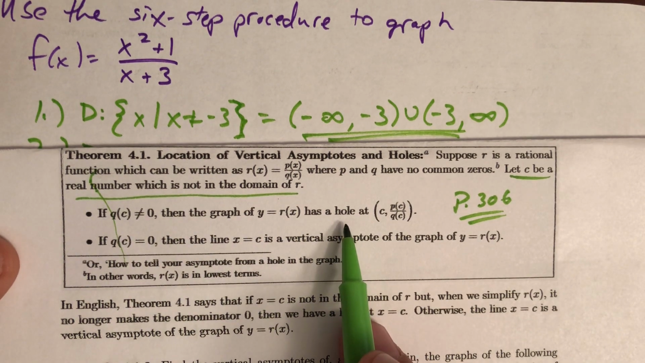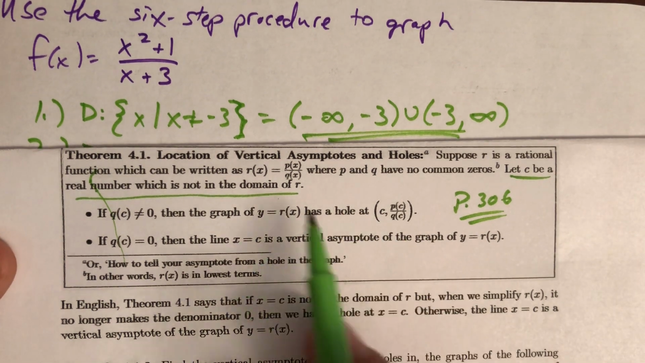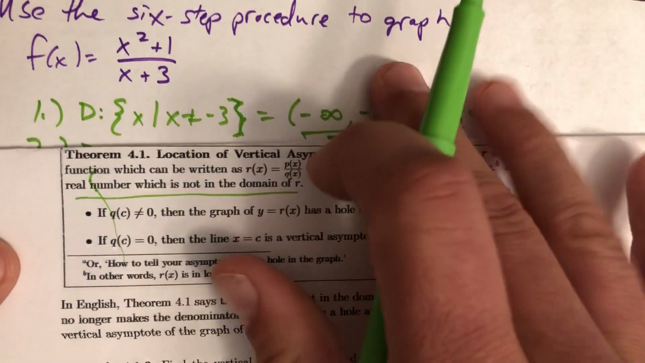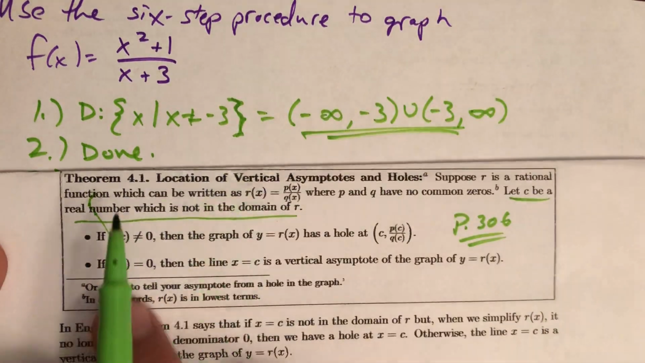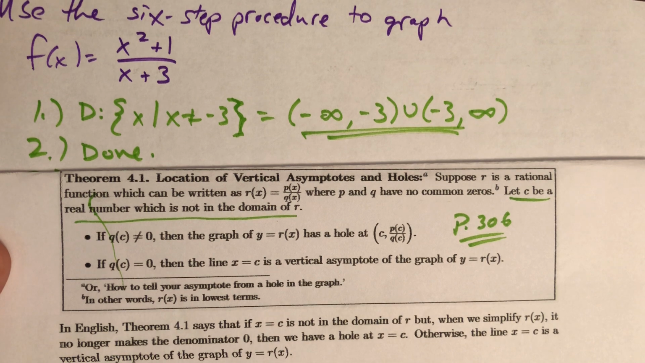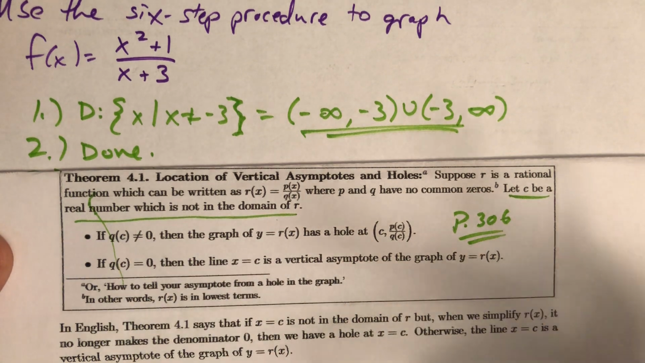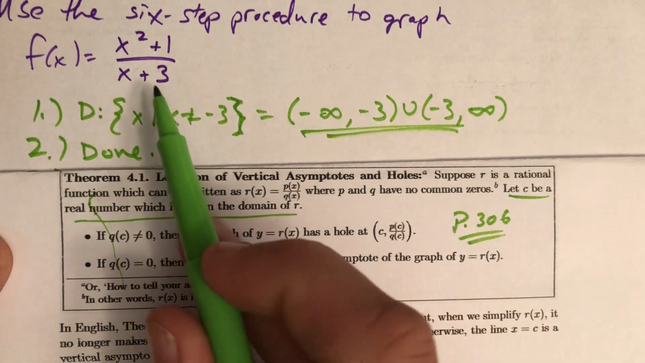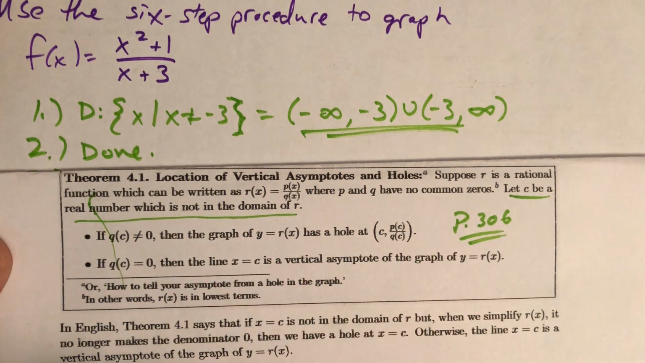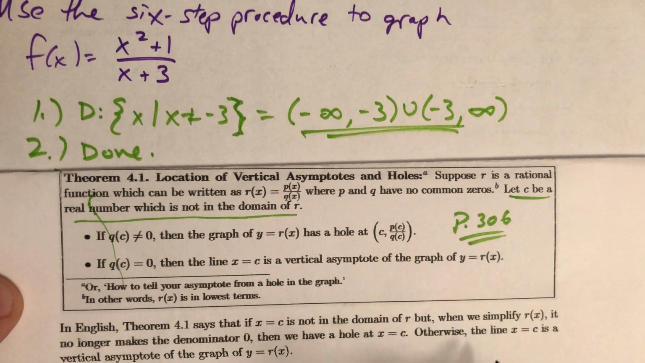What this is saying is that once we find our domain, if we factor away or cancel out the domain restriction, then that's going to be a hole. Well, the domain restriction stayed here, right? We didn't do anything in step 2. Step 2 is reducing the fraction. We did not remove any domain restrictions, so that means that they're all vertical asymptotes. This is kind of a pretty mathy wording of saying just that. If we cancel a factor in step 2, that's going to be a hole in the graph. And we can say it in a mathy way here on page 306 with theorem 4.1.